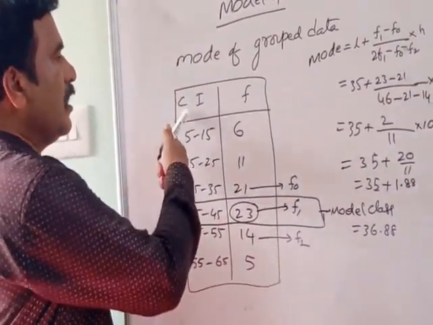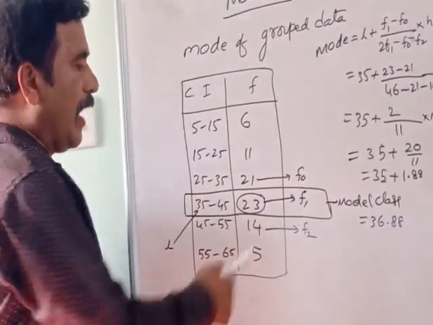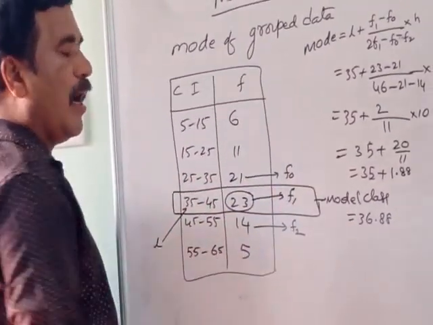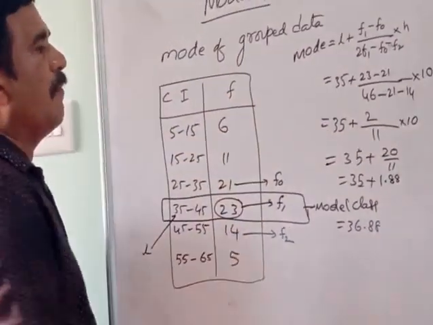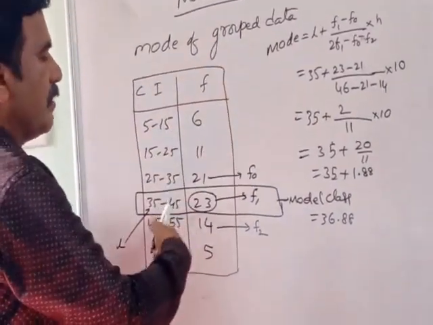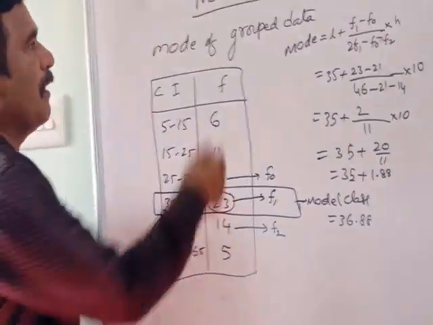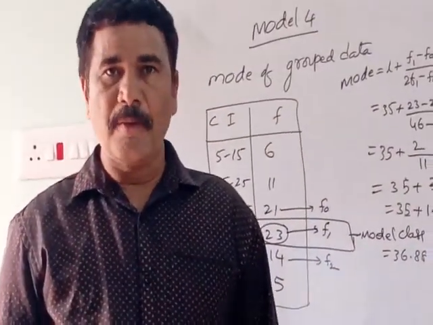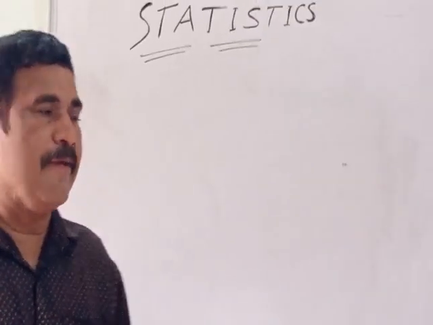See, class interval, frequency. Highest frequency F1, before F0, after F2. Use the formula. Learn this formula by heart. Substitute these values and simply you will get the mode of grouped data. Model 5.